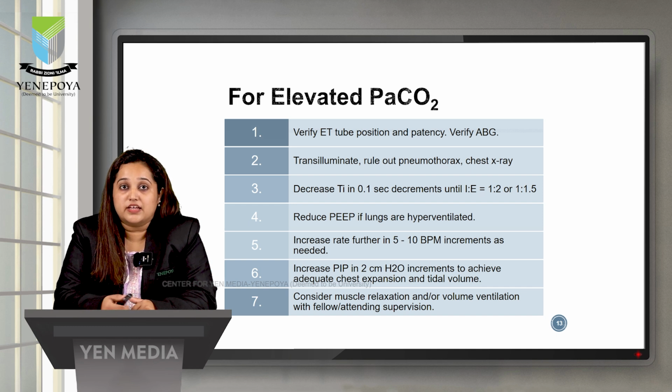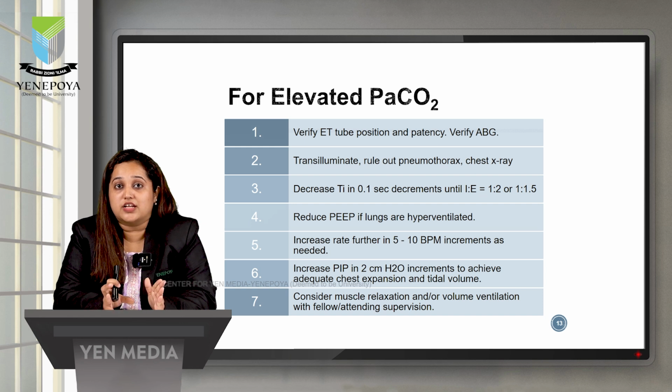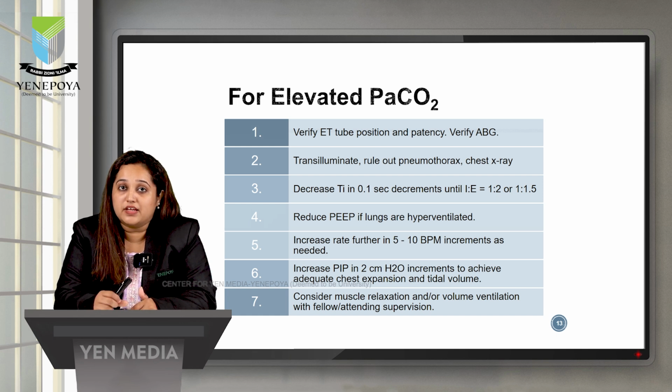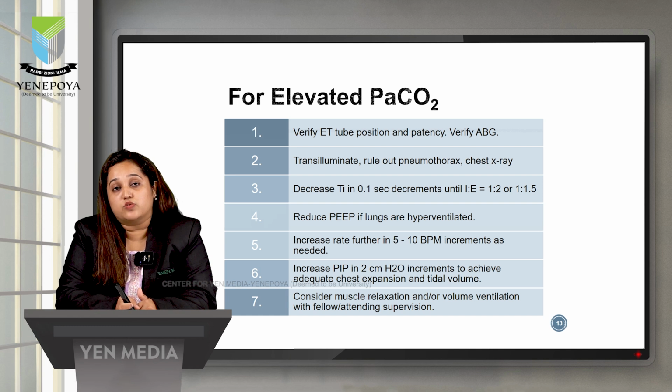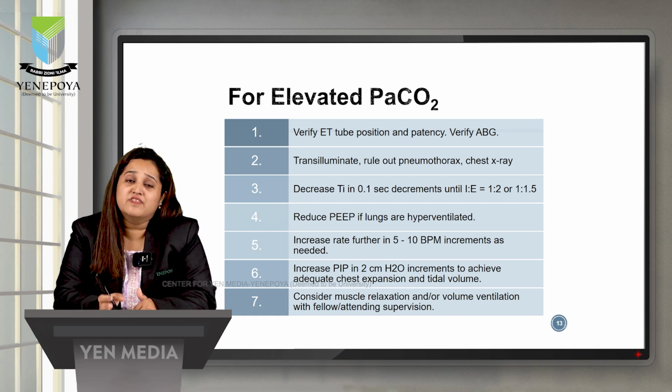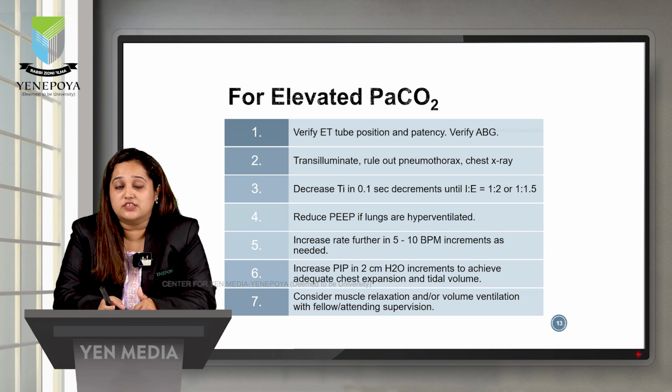Increase the PIP in 2 centimeters of water increments to achieve adequate chest expansion and get a good exhaled tidal volume. So if you notice that the peak inspiratory pressure that you have set is not giving adequate chest rise, then you will have to think about increasing the PIP by 2 centimeters of water increments. So for example, if it was 14 centimeters of water, you can go for 16. Even with 16, if you don't get a good chest rise, go for 18 and so on.